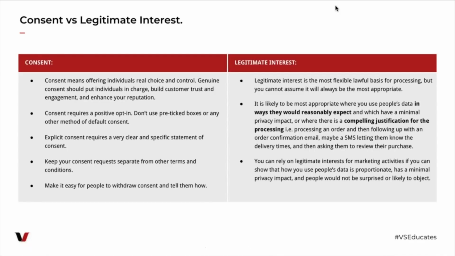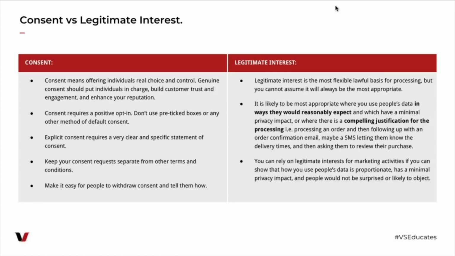So the first thing is consent versus legitimate interest. So it's really important from a digital marketing point of view to know the difference between consent and legitimate interest. So consent, offering individuals real choice and control. So it requires a positive opt-in. So there's no using pre-tick boxes anymore, or any other method of default consent. So when consent's required, you've got to be very clear, and they've got to be very clear on exactly what your customer is signing up for.